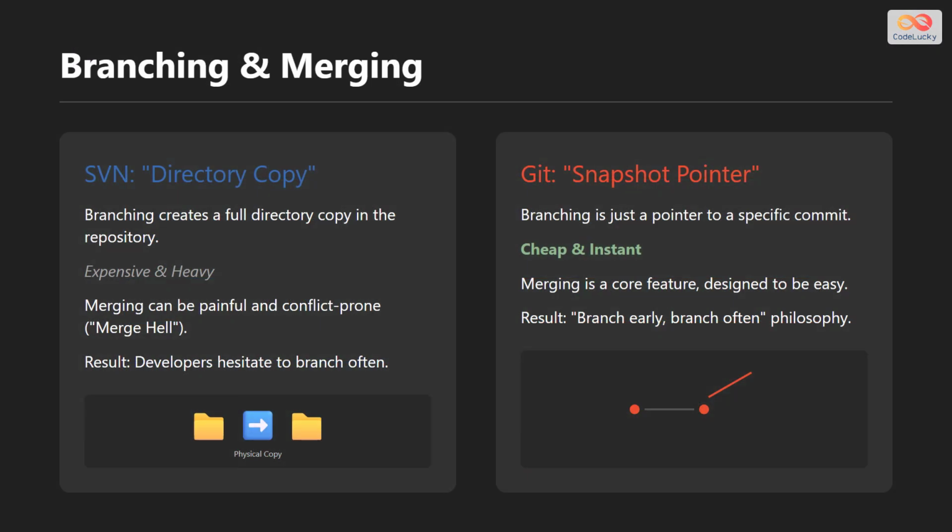One of the biggest differences is how they handle branching. In SVN, creating a branch is like copying a folder. It's heavy and takes up space. Because of this, merging changes back can be difficult and prone to conflicts, so developers often avoid it. In Git, a branch is just a lightweight movable pointer to a commit. It is instant and takes up almost no space. Git was designed to make merging easy, so developers are encouraged to branch for every single new feature or bug fix.